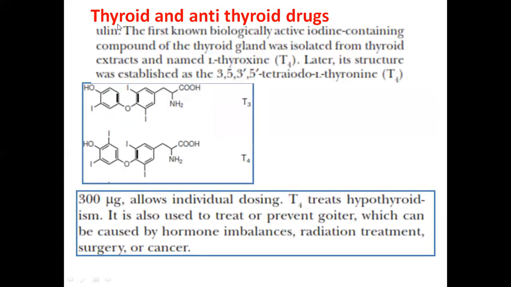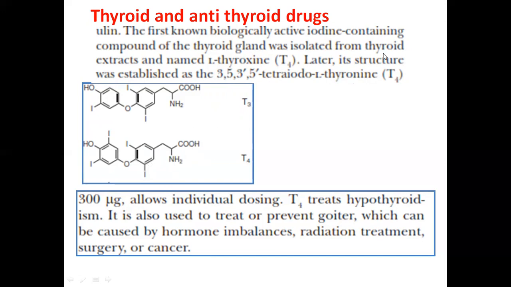The first thyroid drugs, or otherwise thyroid hormones, are T3 and T4. Usually T4 is available as the drug, but not the T3. The T3 structure is this one, whereas the T4 structure is this one. The 4 stands for 4-iodine, and it is tetraiodo L-thyronine, 3,5,3',5'-tetraiodo L-thyronine, and we have this amino acid.